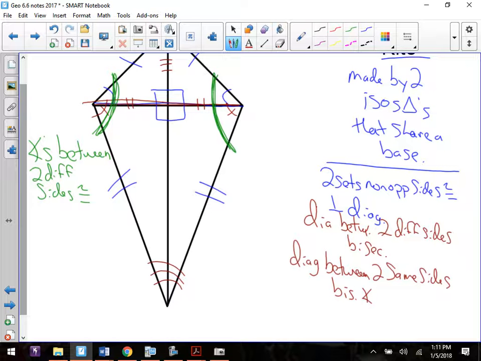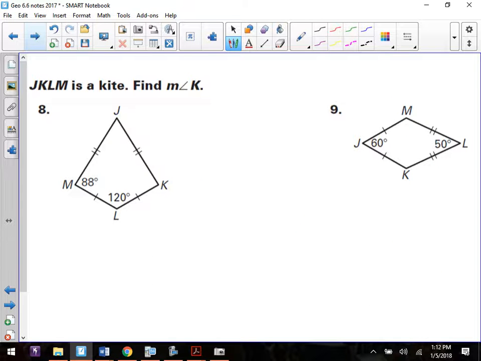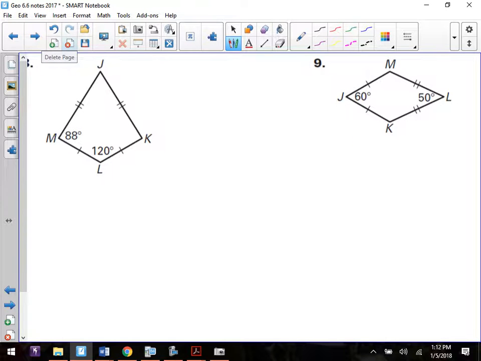Can I go to an example? So if I have just these two here, and I ask you to find the missing angles, it's relatively simple. Let's see. Two sets of lines and sides to the right. Perpendicular diagonals.